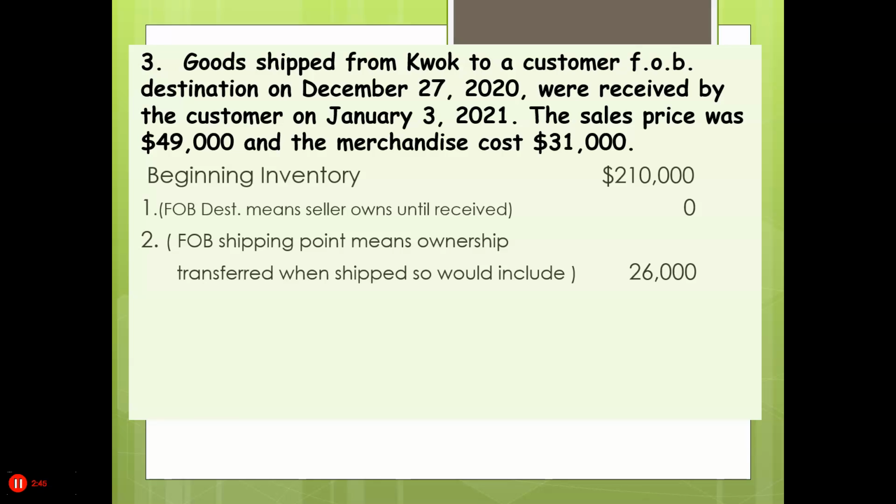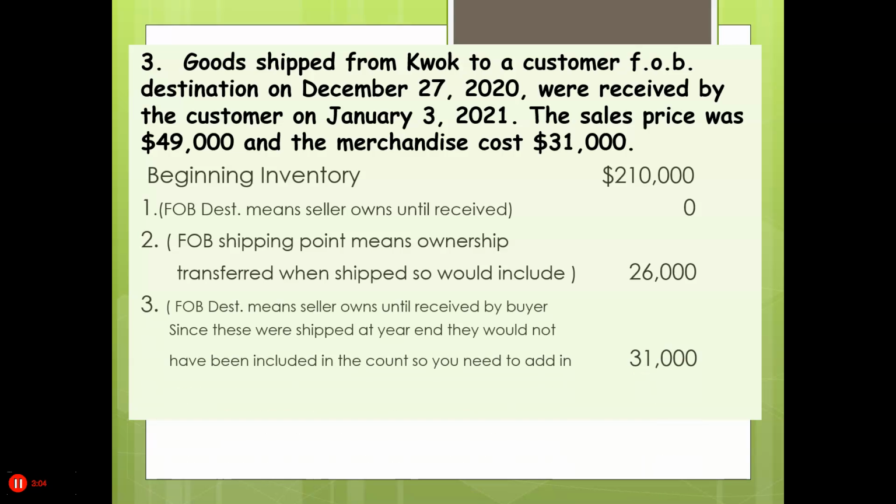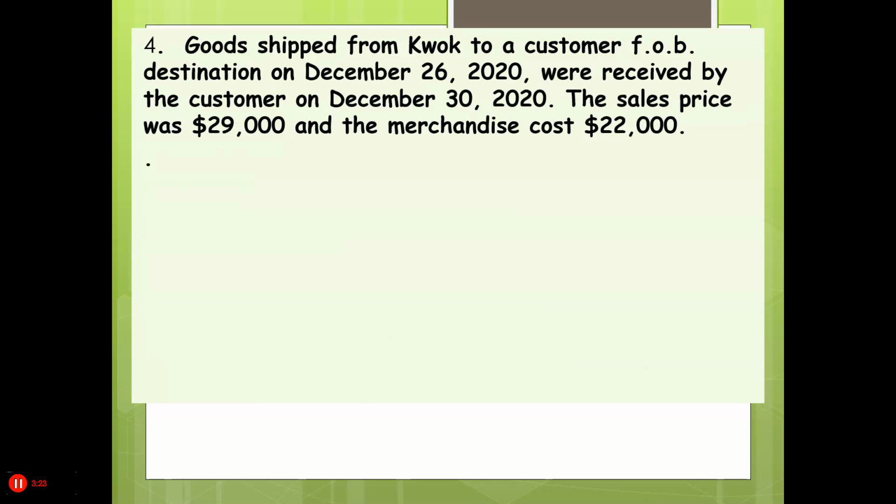Now, here's the next example. We had goods shipped from Quoc to a customer FOB destination on December 27th, received by the customer on January 3rd. The sales price was $49,000 and the merchandise cost $31,000. So FOB destination means the seller owns until received by the buyer. Since these were shipped at year end, they would not have been included in the count, so you have to add them back in because you still own them. They weren't received until the 3rd, and that's when ownership passed.